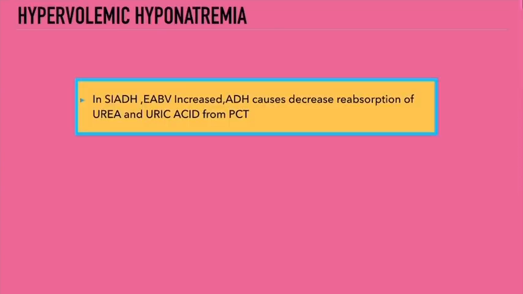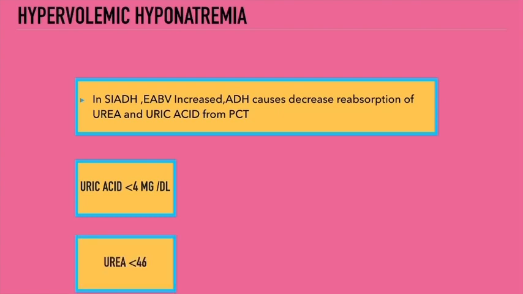In case of SIADH, that means excess ADH, there is increase in the effective arterial blood volume. So this results in decreased reabsorption of urea and uric acid from the proximal convoluted tubule. So it results in decrease in the urea and uric acid in blood. So a uric acid value less than 4 in case of hyponatremia is associated with SIADH. And also if the value of urea is less than 46 mg per deciliter, it also favors the diagnosis of SIADH.